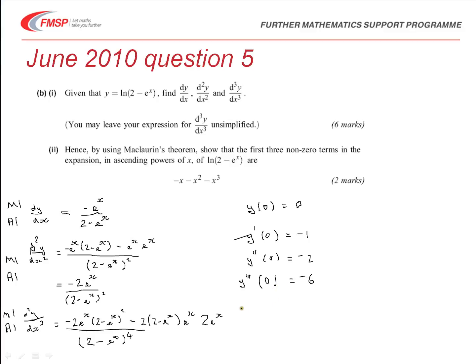So now you can use your Maclaurin's theorem to find the expansion. So we know the first value is y0, which is 0. Then we get the first differential at 0 times x, so that's minus 1 times x. The next one, we then get the second differential at 0, which is minus 2, divided by 2 factorial, multiplied by x squared. And then the third one will become the third differential at 0, which is negative 6, divided by 3 factorial times x cubed.